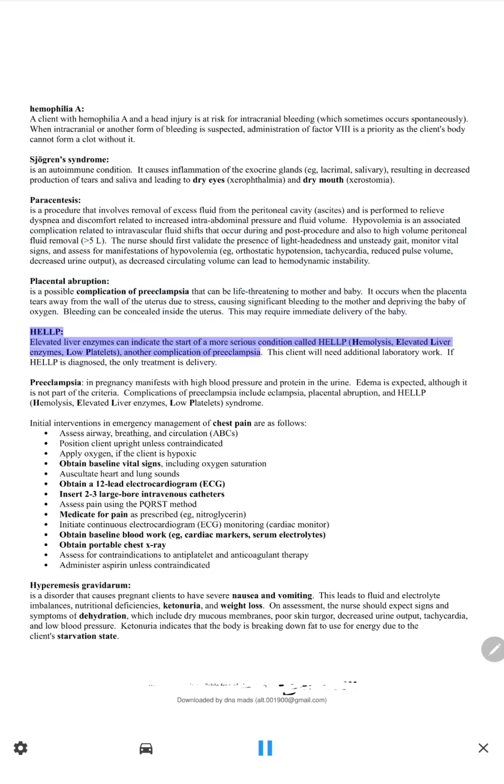HELLP. Elevated liver enzymes can indicate the start of a more serious condition called HELLP, hemolysis, elevated liver enzymes, low platelets, another complication of preeclampsia. This client will need additional laboratory work. If HELLP is diagnosed, the only treatment is delivery.